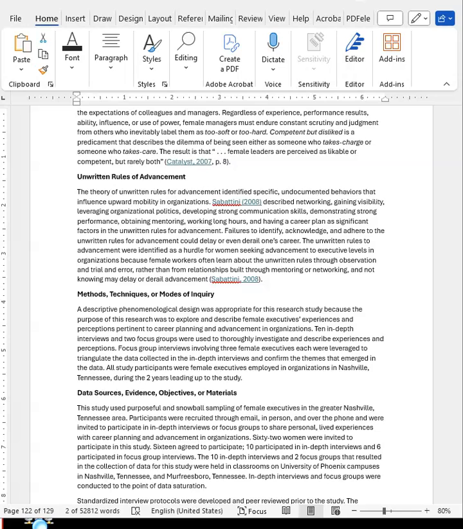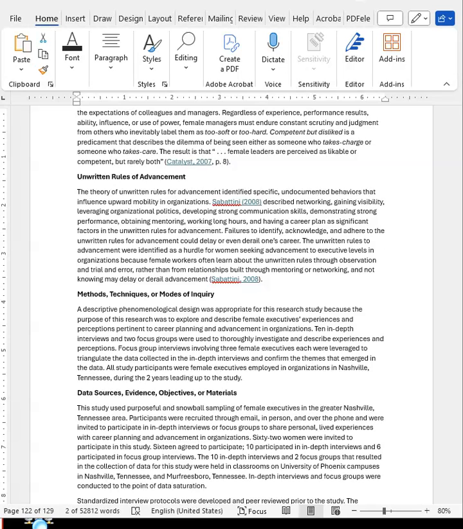Unwritten rules of advancement. The theory of unwritten rules for advancement identified specific, undocumented behaviors that influence upward mobility in organizations. Sabatini, 2008, described networking, gaining visibility, leveraging organizational politics, developing strong communication skills, demonstrating strong performance, obtaining mentoring, working long hours, and having a career plan as significant factors in the unwritten rules for advancement.